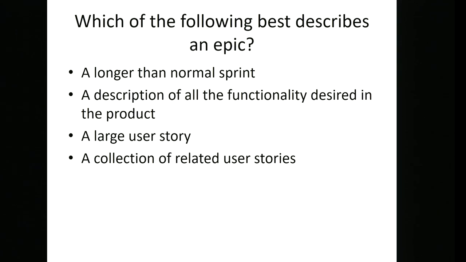It's not a description of all the functionality and design of the product. What's the description of functionality? Yeah, that's the product backlog. If we look at the last two, we've got a large user story and a collection of related user stories. It is indeed a large user story. The collection of related user stories, obviously we discussed this, an epic might actually end up being a collection of related user stories. But for the purpose of the backlog, it's a large user story, right?